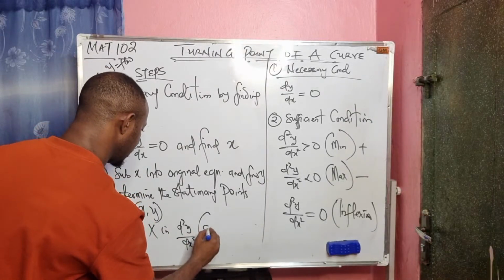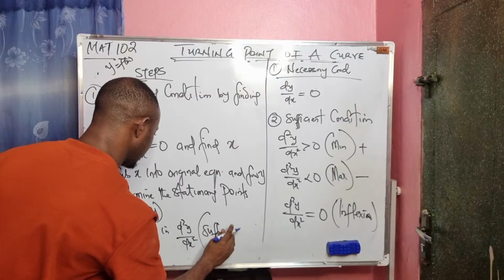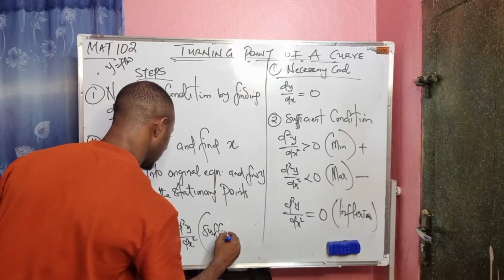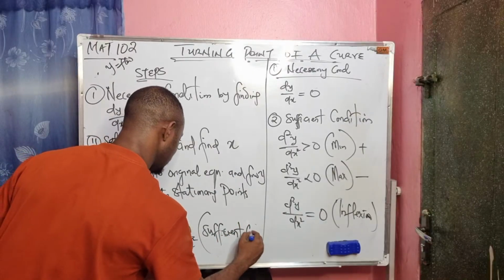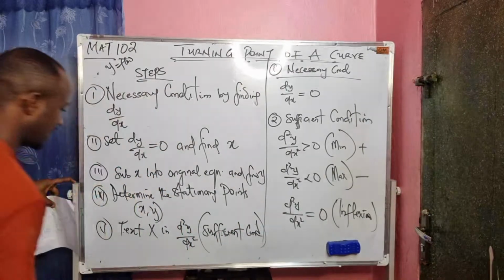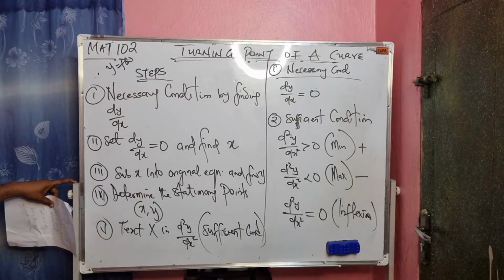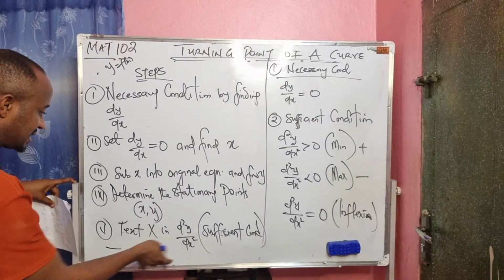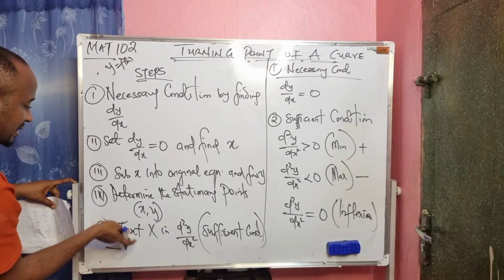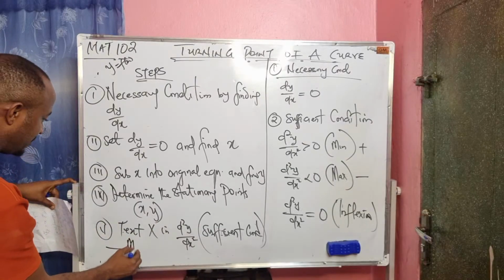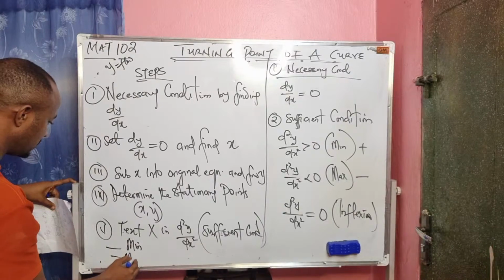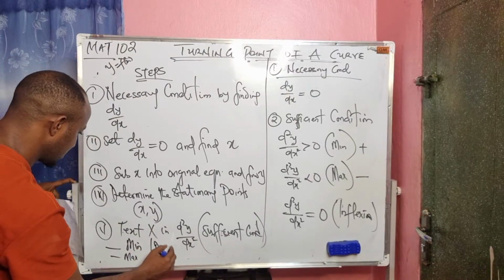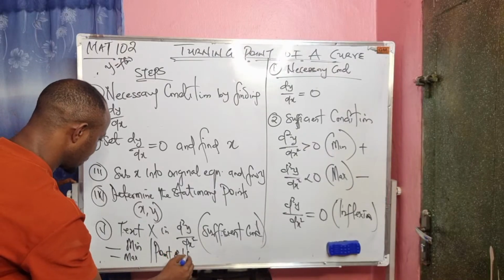This is the sufficient condition, right? Sufficient condition. We have to test x in the d2y over dx squared. Then after testing for x, we can determine the minimum, the maximum, or we can also determine the point of what? Point of inflection.